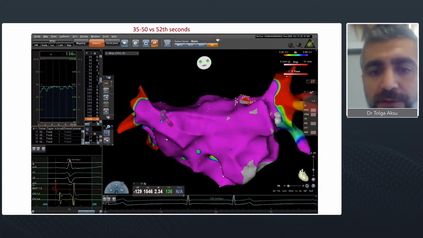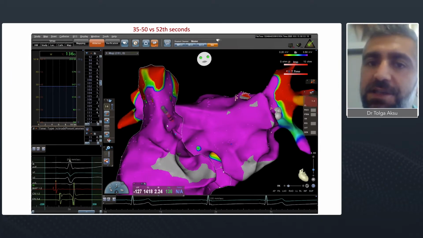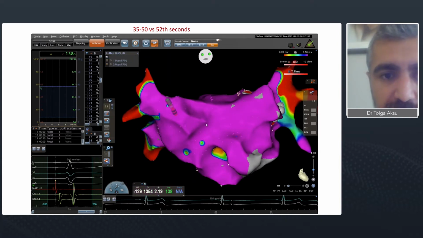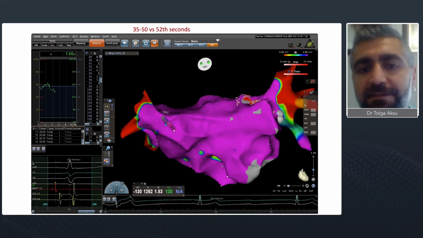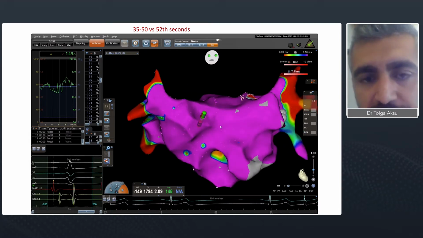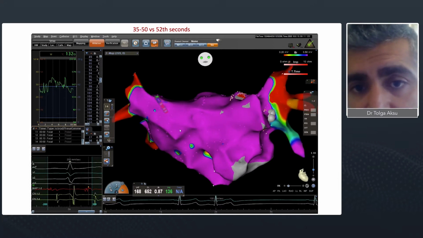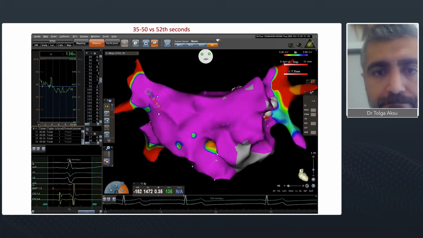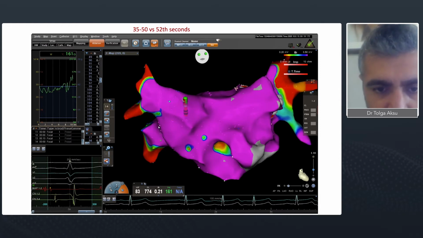I would like to demonstrate the difference between empiric anatomical ablation and EGM-guided strategy. For example, in this patient, we are checking the right atrial and left atrial close relationship. For example, according to empiric anatomical ablation, you can perform ablation in this site. But, for example, I will demonstrate.